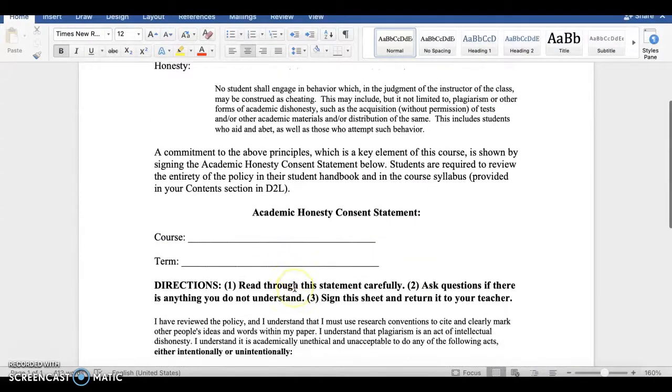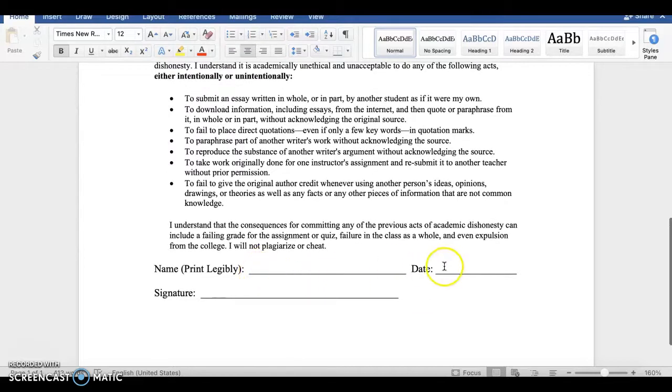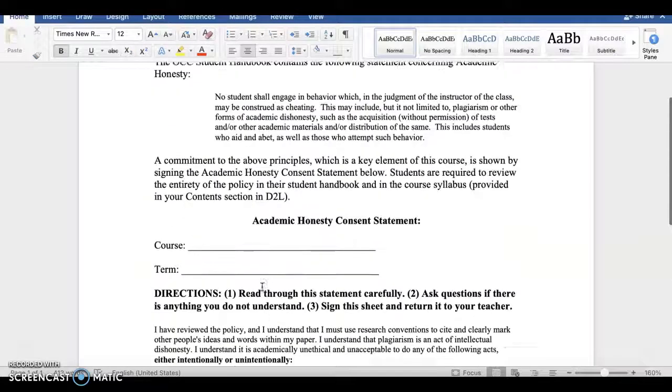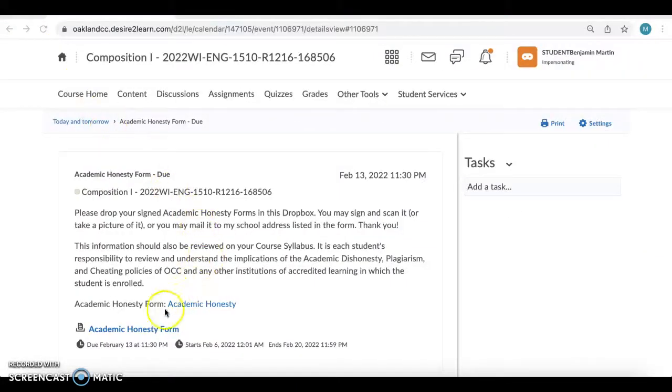Put your course and term. Read through it, make sure you understand and agree. Print your name here, the date, and then signature below. You can scan this in, or you can take a picture of it and put it into the Dropbox.